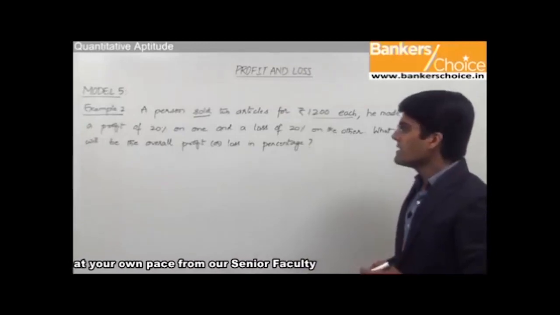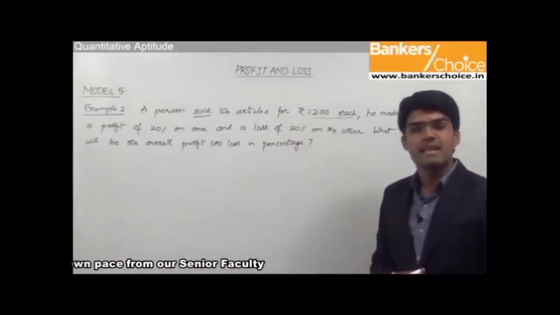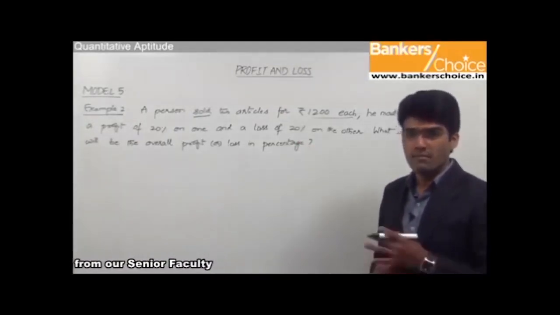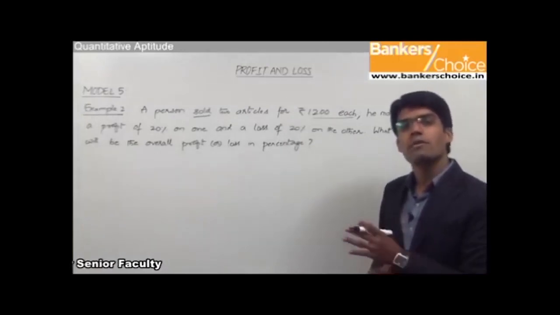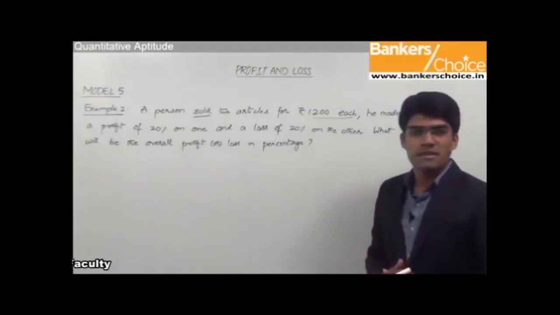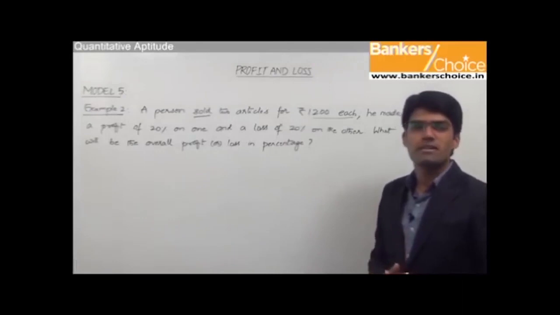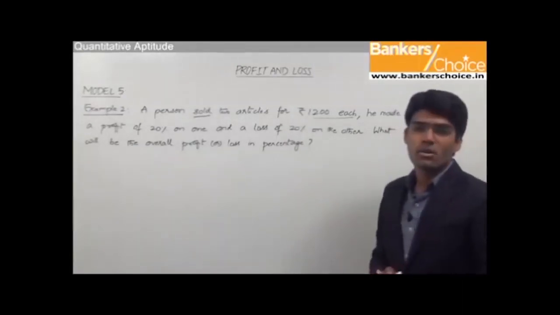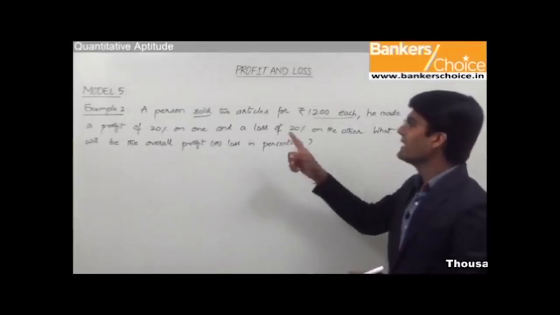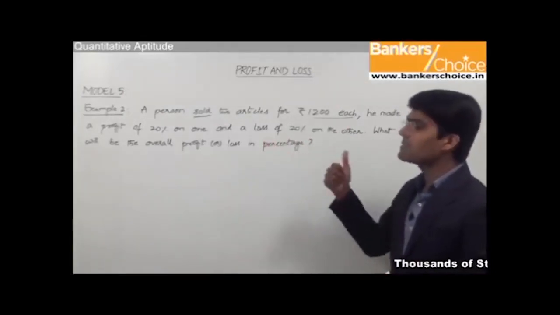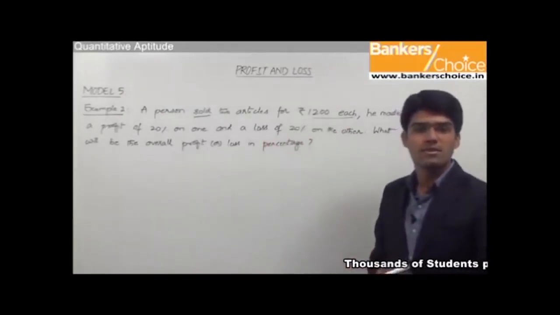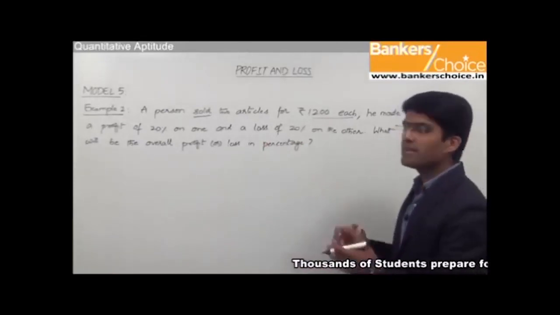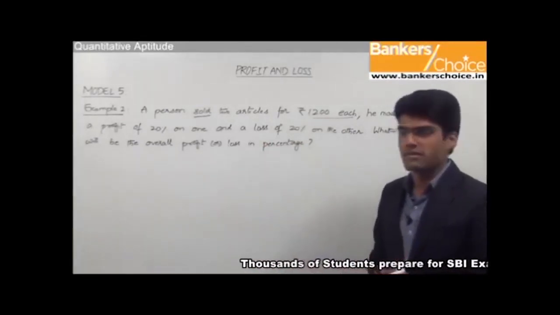So don't have a misunderstanding that even in this case, the answer will be no profit, no loss. Remember friends, the answer will be no profit, no loss only when the cost prices are equal and the percentage profit is equal to the percentage loss. But as you can see here, we have no idea about the cost prices. We only know that the selling prices are equal and the percentage profit on one is equal to the percentage loss on the other. So let us try to solve this question in the standard procedure first.